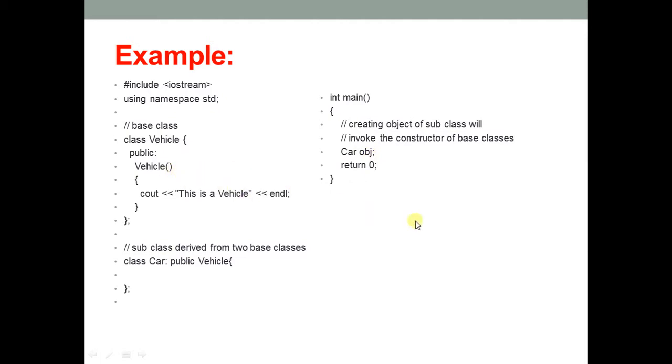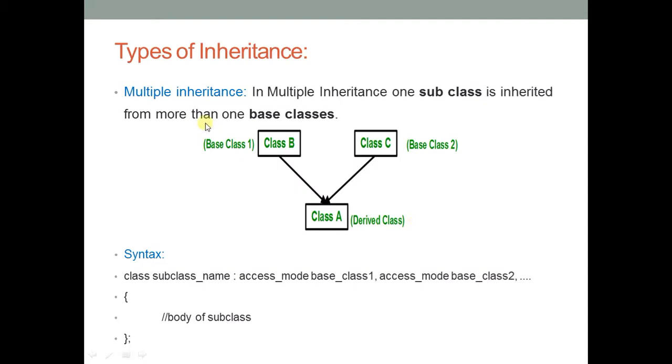So the next type is multiple inheritance. Multiple means just remember there will be multiple base classes. You can see here in multiple inheritance, one subclass is inherited from more than one base class. That means there will be more base classes, but only one derived class. We saw this example in the last classes also, if you remember.